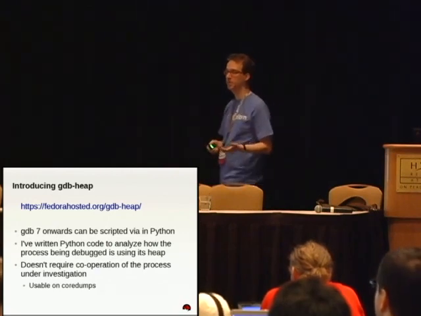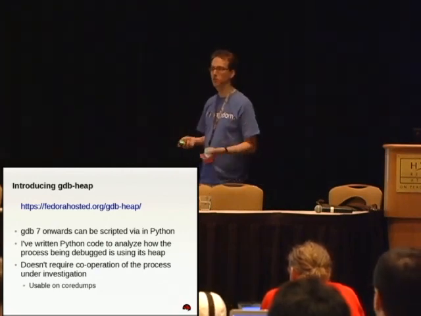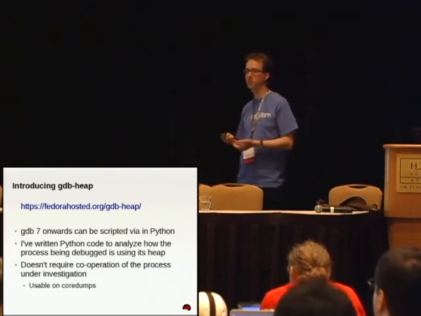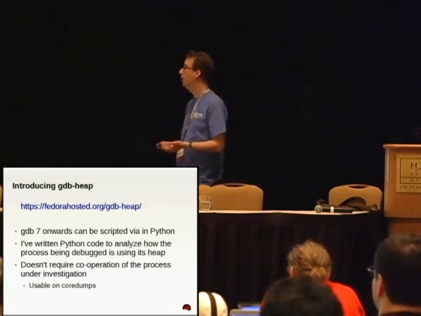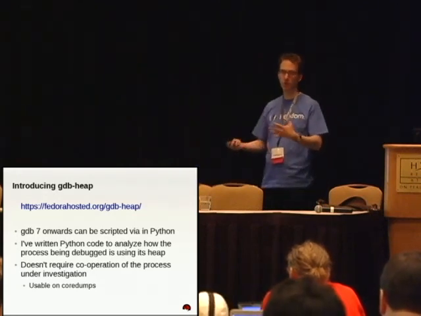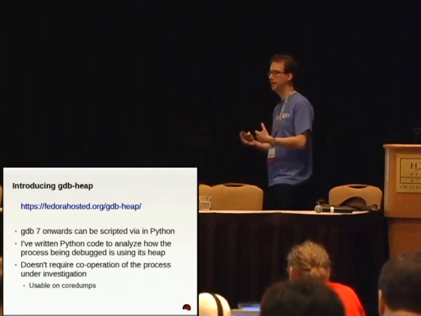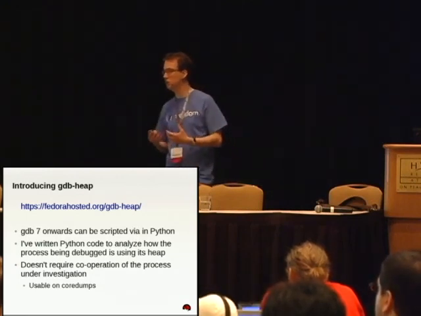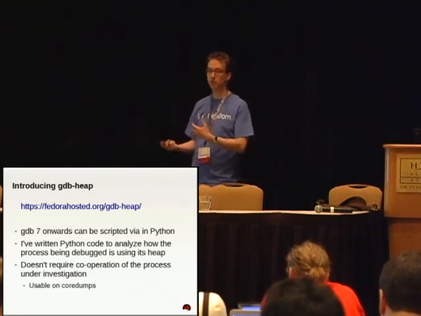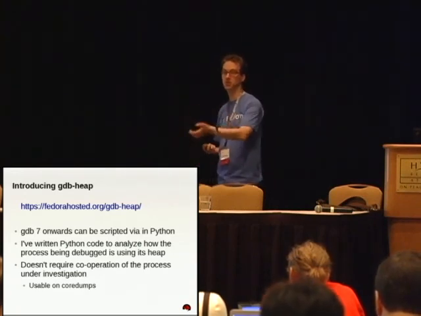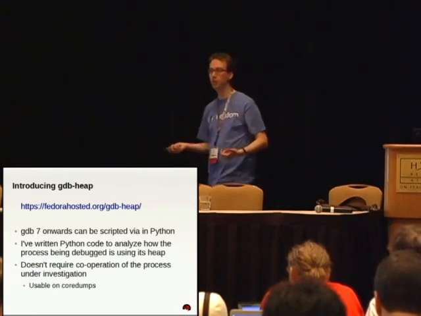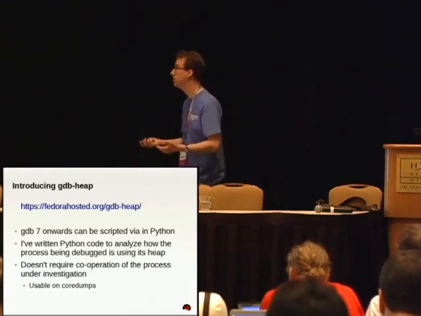And I gave a talk about this yesterday, giving a brief overview of what the API looks like and some ways in which you can use this to help with simple debugging tasks. So basically what I've done is I've written a fairly large body of Python code using this API that understands memory allocation in a process that you're debugging. So it doesn't require any cooperation. You can attach it to a process that you started, for example, some system daemon that you started 3 weeks ago, or to a core dump from a crashed process.